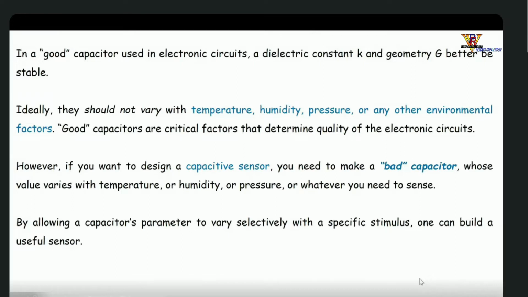So if capacitance changes with temperature, we can say this sensor is a temperature sensor and it is based on the measurement of capacitance. So a capacitive sensor can be used as a temperature sensor if these two values depend on temperature. Similarly, they can be used as a humidity sensor or pressure sensor and so on. So in sensor design, a very important thing is that the capacitor must be a bad capacitor. But for other electronic circuits, it must be a good capacitor.